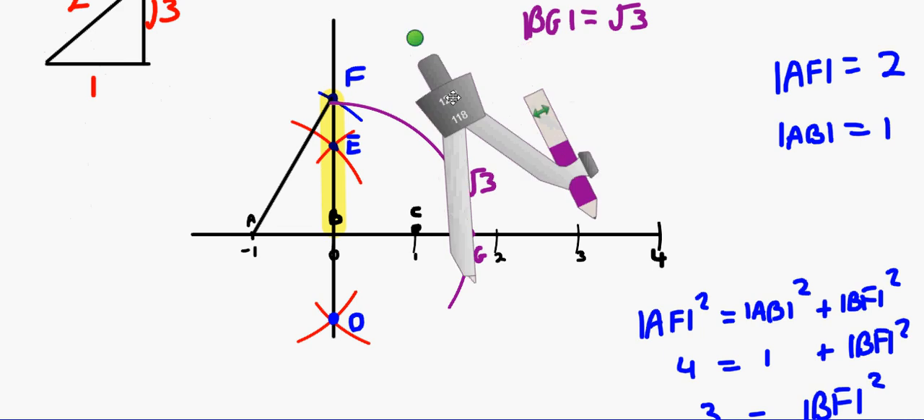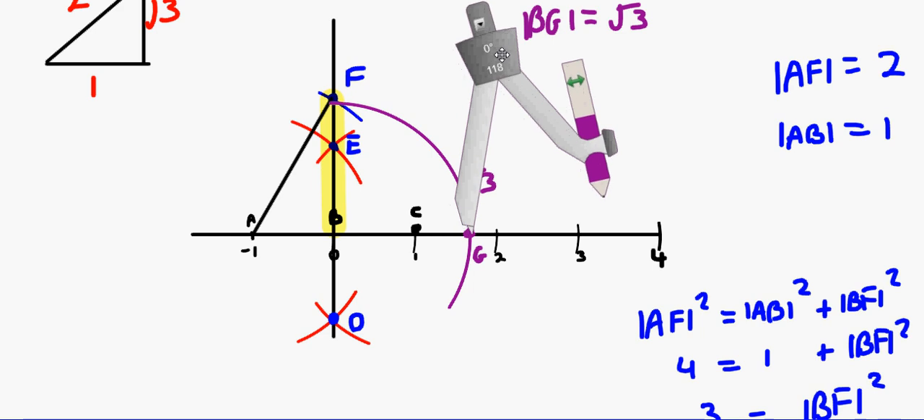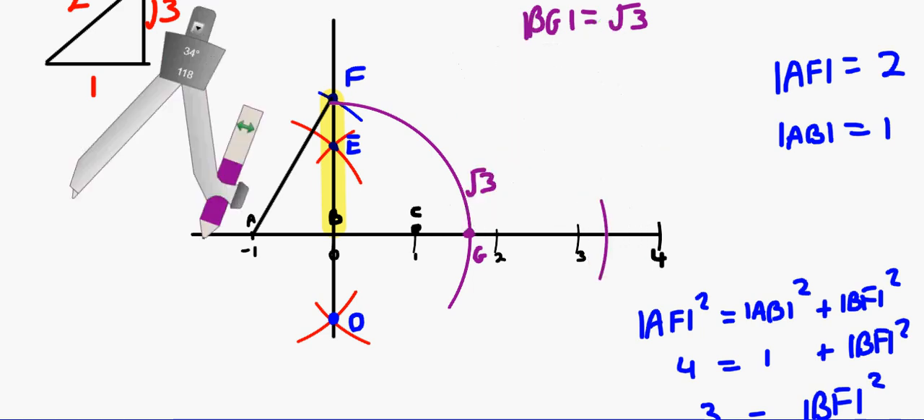Yeah, 2 root 3. So double that distance and we should get 2 root 3. Call it H. So what's the distance B to H? 2 root 3, or root 12. Is that alright with you guys? Anybody get out? Right.